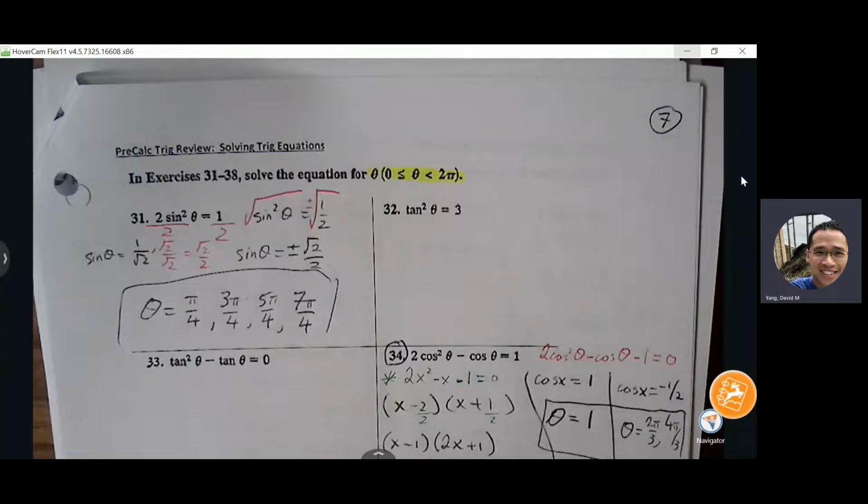All right, if you guys can turn to page 7, let's do a little bit more solving trig equations. And then we'll move on to derivatives. Okay, so page 7.